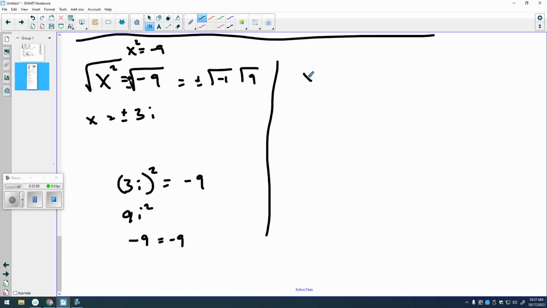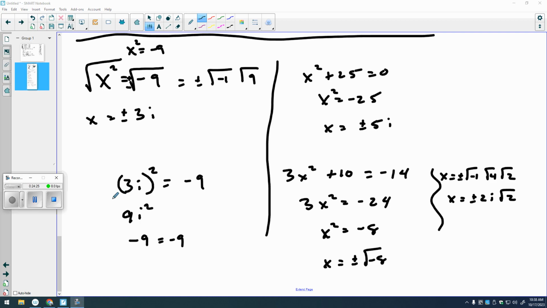Let me give you one. x squared plus 25 equals 0. And while you're at it, we'll do another one. 3x squared plus 10 equals negative 14. Hit pause, try both of those. When you're ready for both of those, come back. Okay, hopefully you're back by now.